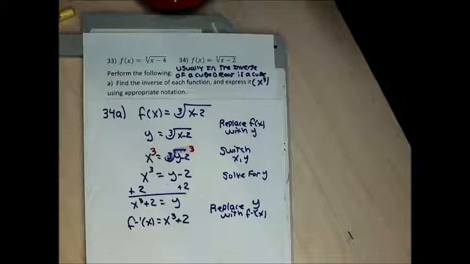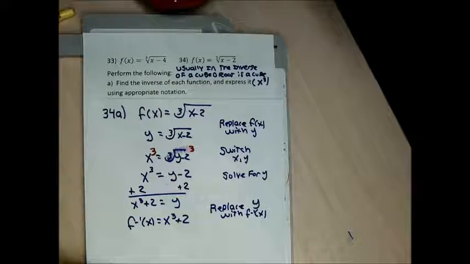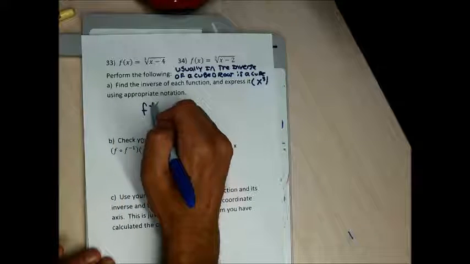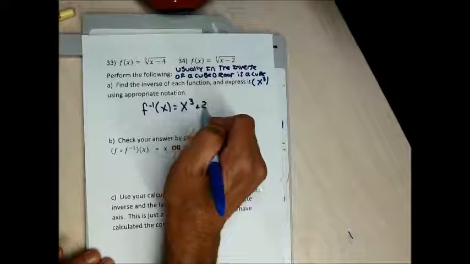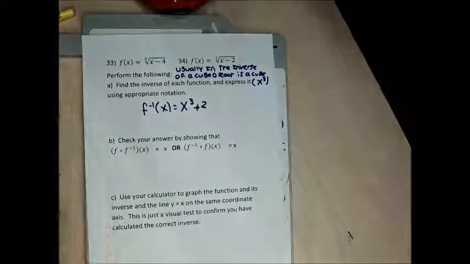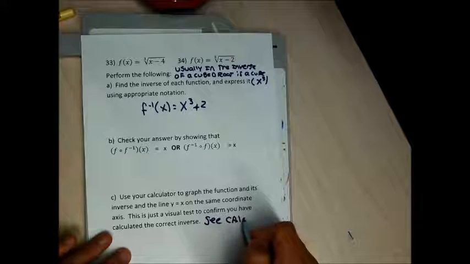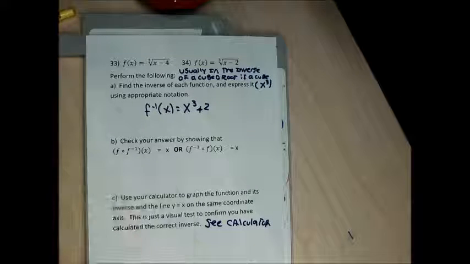Done with part A. I'm going to move on to part C and see on my calculator if that answer seems reasonable. But the inverse of a cube root is usually a cube, and I come up with a cube here. So my answer to part A, f inverse of x equals x cubed plus 2. So I'm going to graph all of these to do my part C. And again, I'm not going to write anything down on my part C. I'm just going to say, see my calculator.